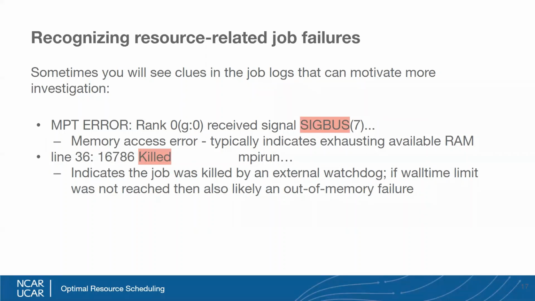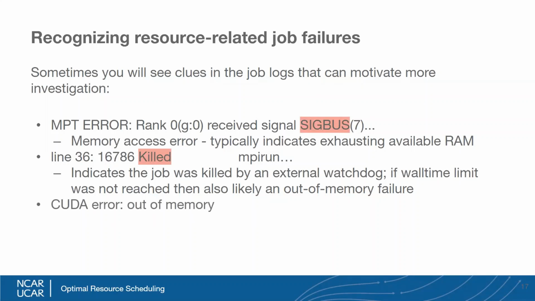But if that wasn't the case, if this happened halfway into your wall time, then it's probably an out-of-memory failure again, because we do have some watchdog tasks that try to kill processes when they've reached the memory limit, with a tiny bit of buffer, and that prevents the nodes from crashing, in which case your job's going to fail anyway. So that's a cleaner exit from an out-of-memory condition.